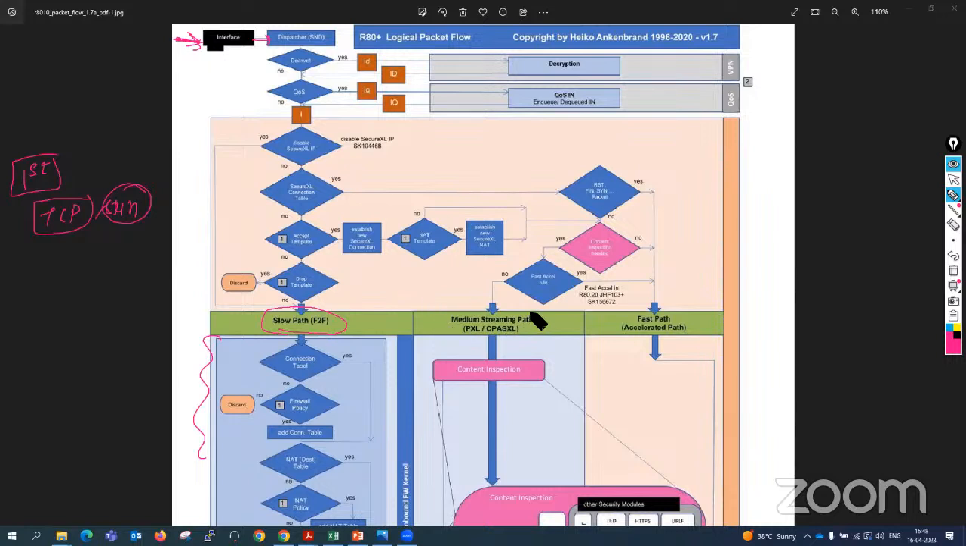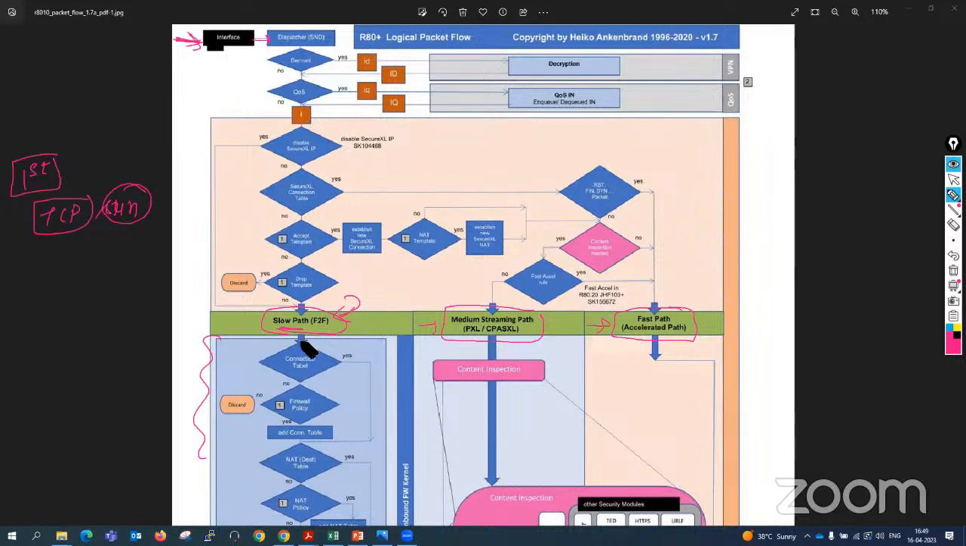Then we have another, the medium path, and then we have another which is called fast path, right? So these 3 paths we have available in this particular checkpoint firewall. We have discussed that if it's the first packet, it will come to the slow path by default. But what about the medium path and what about the fast path? Listen to me very carefully. If it's a first packet, it will come to the slow path.